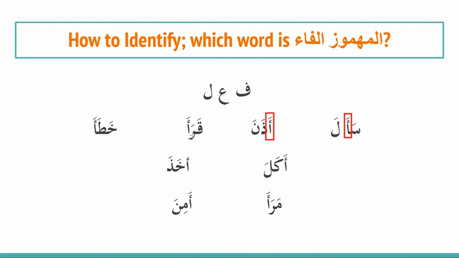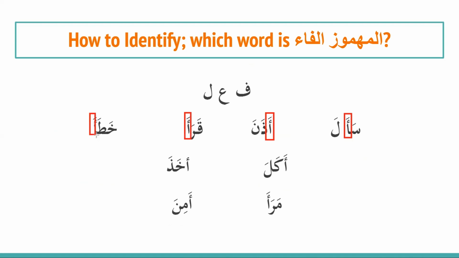Qara'a. Here, first point out where Hamza is. Hamza is here, and Hamza is the third root letter. So here it is mahmuzul lam. Okay. So yes, I can see your answer, mashallah. So this is mahmuzul lam. Khata'a.